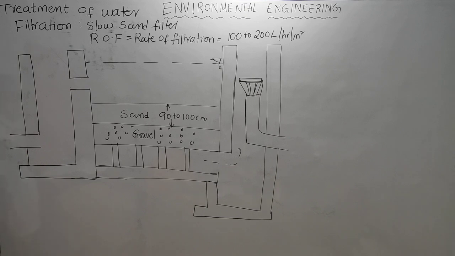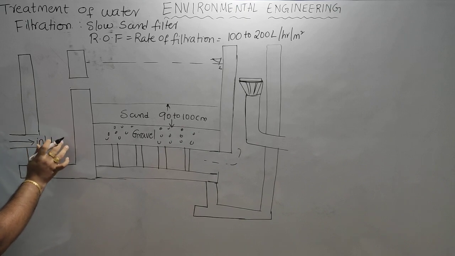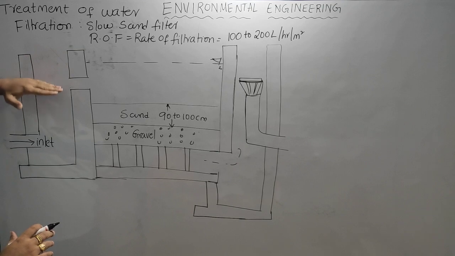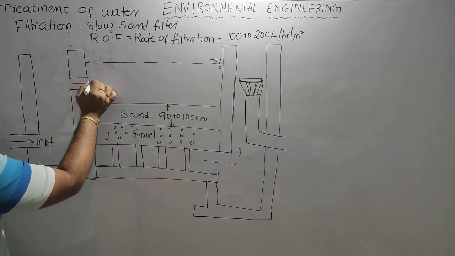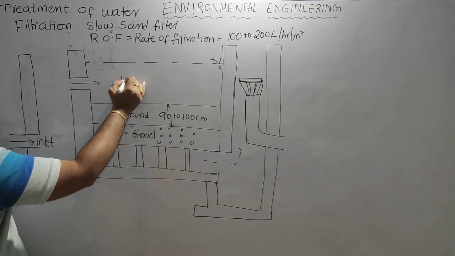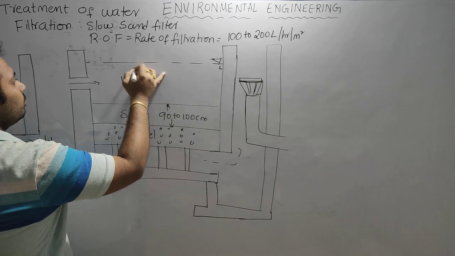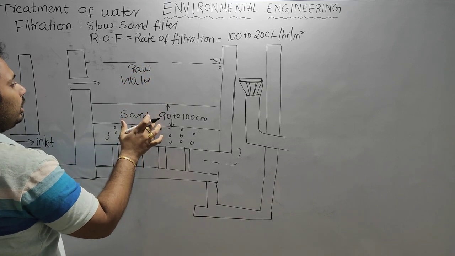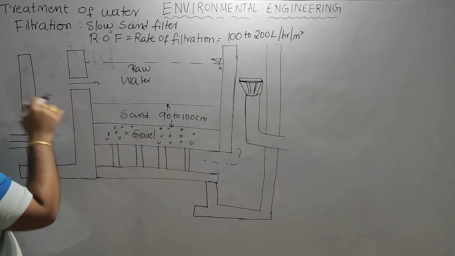Okay, if you look at this diagram, the water will come from this inlet. This is the inlet. So this is a column where you will store the water. Once it reaches a sufficient level, then we will allow this water into the filter media. This is raw water. And now this raw water is mechanically strained on this sand. This is filter media.